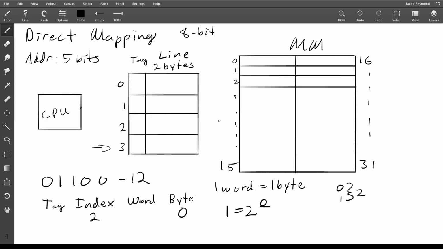Because whatever word we end up at is a single byte. And so we'll know what word that is. We don't need to address a byte within that further.